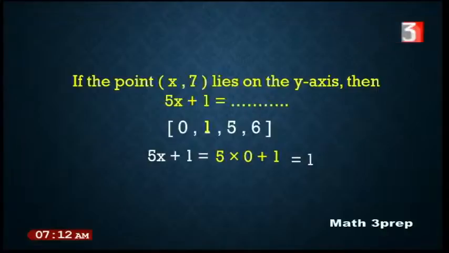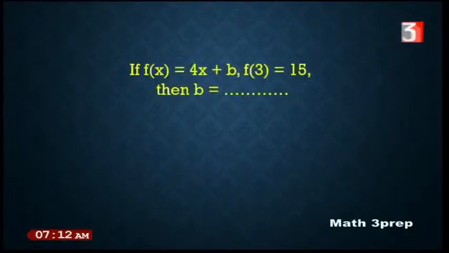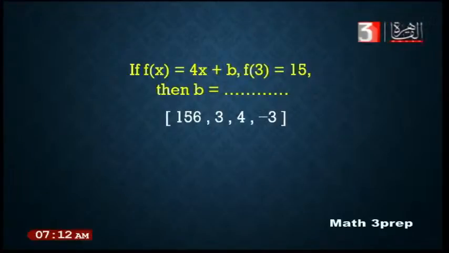Another example, if f of x equals 4x plus b and f of 3 equals 15, then b equals what? Is it 15, 6, 3, 4, or negative 3?